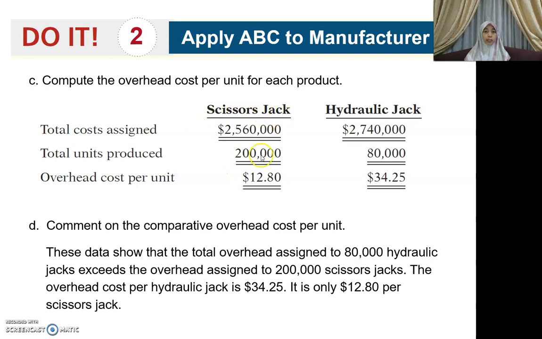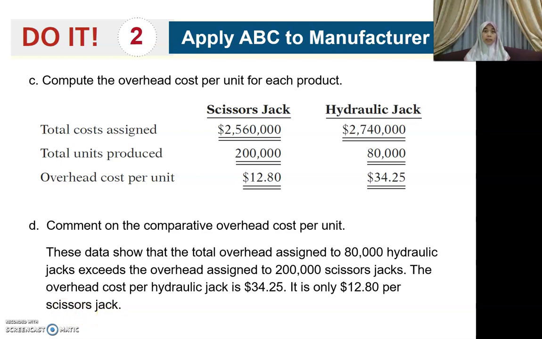So for scissors jack, the overhead cost per unit is 12 ringgit and 80 cent, while for your hydraulic jack it is 34.25. Next, the question asks you to comment on the comparative overhead cost per unit. This data shows that the total overhead assigned to 80,000 hydraulic jacks exceeds the overhead assigned to 200,000 scissors jacks. So the overhead cost per hydraulic jack is 34.25, while it is only 12.8 per unit for the scissors jack.